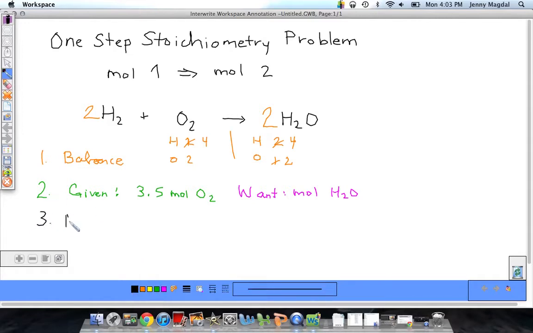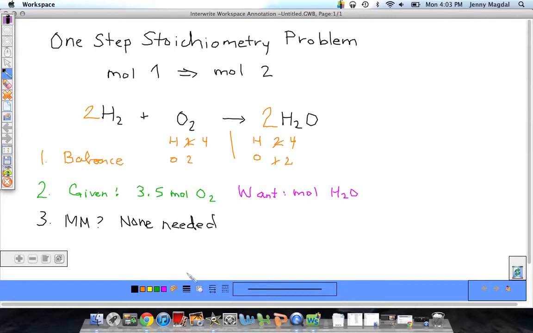Step 3. Well, for this one, I don't need any molar masses because I'm just going moles to moles. I don't have masses at the beginning, I don't have masses at the end, so none are needed. Now I can start working out my problem.